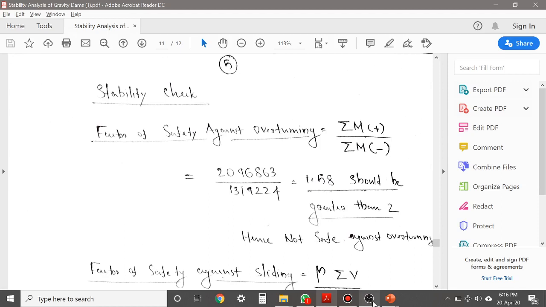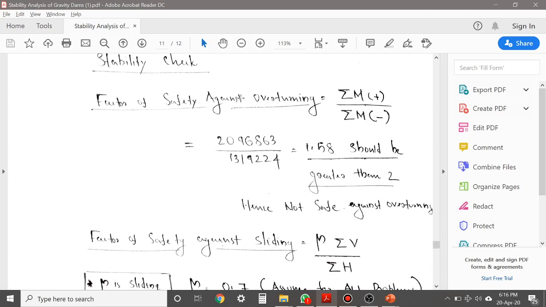Now almost we are reaching the end of the problem. This is the stability check. The first check is factor of safety against overturning. This is sigma M positive divided by sigma M negative. You take the sum of all the positive moments and the sum of all the negative moments. This is the value of positive moments and this is the value of negative moments. You will get the value 1.58, but it should be greater than 2. Hence, it is not safe against overturning.